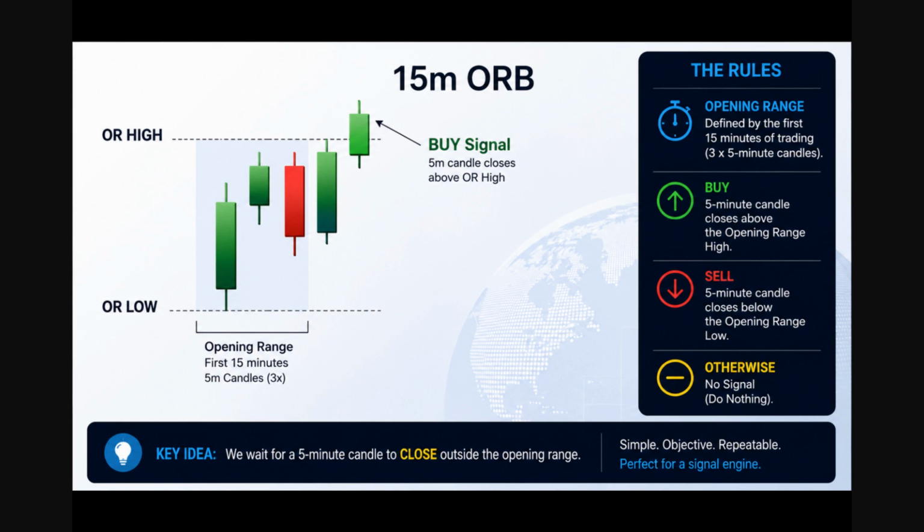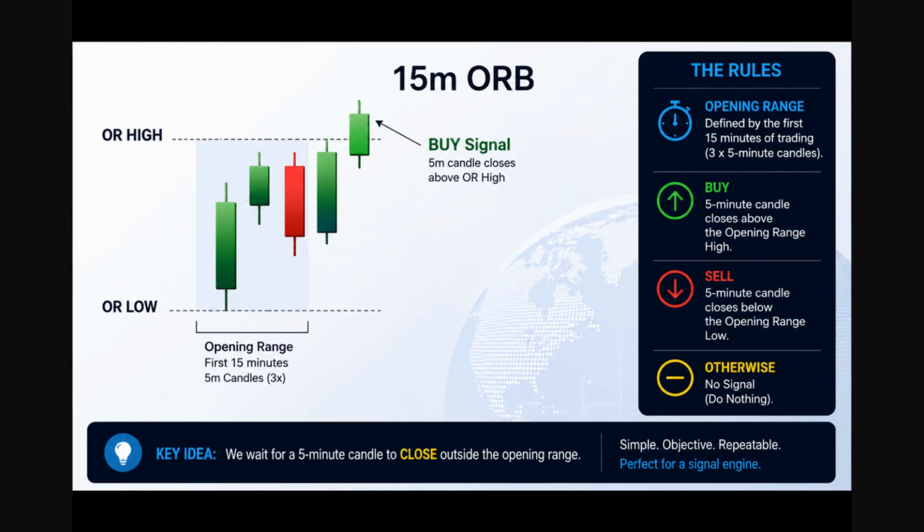In our implementation, the opening range is simply the first 15 minutes of the trading session. Since we're using 5-minute candles, that corresponds to the first 3 candles after the market opens. We take the highest high and the lowest low of those 3 candles to define our opening range. From that point on, every completed 5-minute candle is compared against these 2 levels. If a candle closes above the opening range high, we generate a buy signal. If a candle closes below the opening range low, we generate a sell signal.